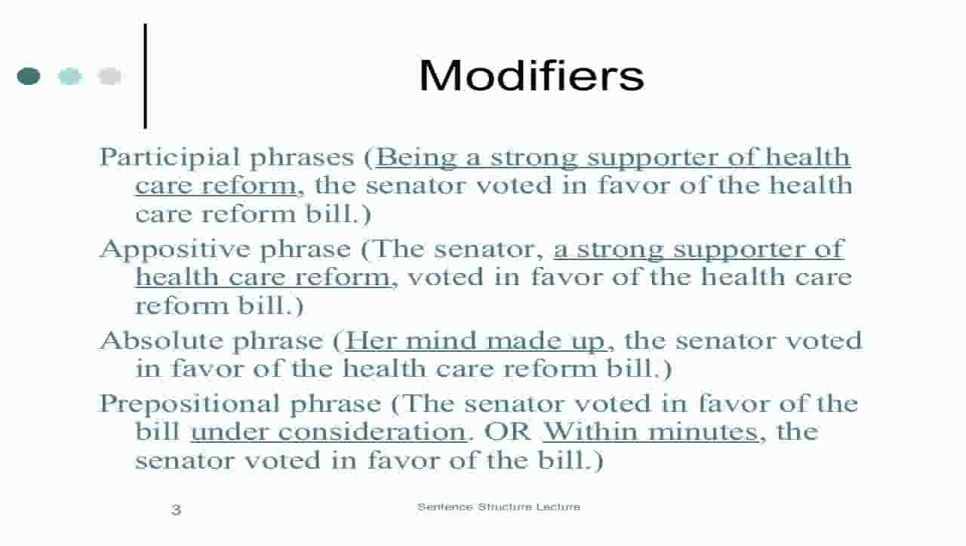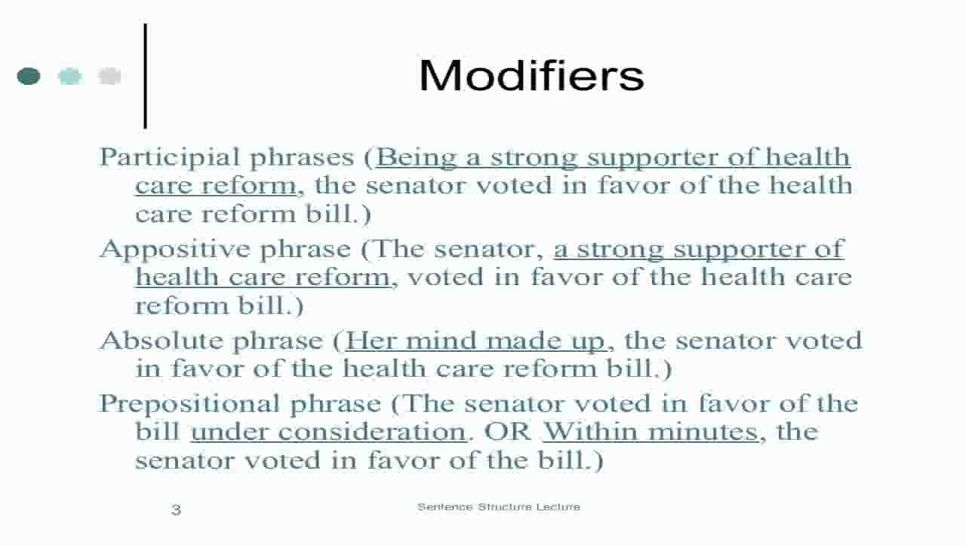You've already learned what a participial phrase is from sentence lecture 3. You can use a participial phrase to combine our two sentences about the senator. Being a strong supporter of health care reform, the senator voted in favor of the health care bill. This sentence uses the present participial phrase, being a strong supporter of health care reform. You can also use the past participial phrase: convinced of the importance of health care reform, the senator voted for the health care reform bill. Convinced of the importance of health care reform is the participial phrase.